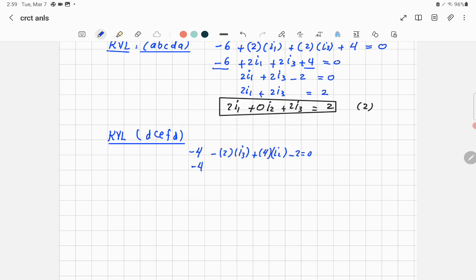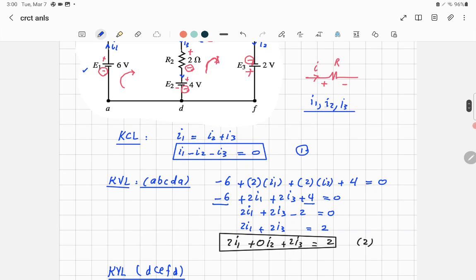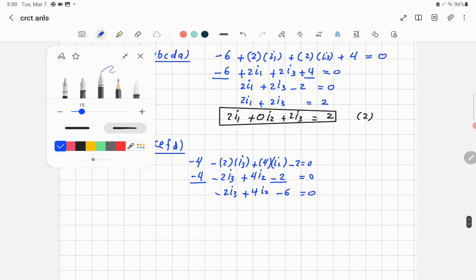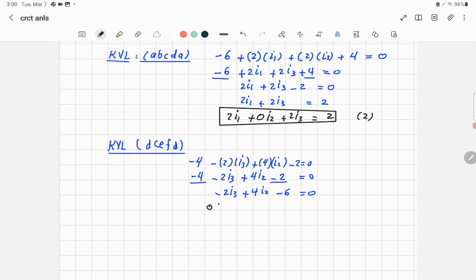So you have negative 4, negative 2I3, positive 4I2, negative 2 equals 0. Simplify. Negative 2I3 plus 4I2, and then you have negative 4, negative 2 is equal to negative 6, equals 0. Rewrite the equation in a way, as we explained previously, you have I1, I2, I3 in this order. So the final equation is 0I1, because we don't have I1 in this equation. I2, it's plus 4I2 minus 2I3, and negative 6 goes to the other side of the equation and will be positive 6. So that's equation number 3.